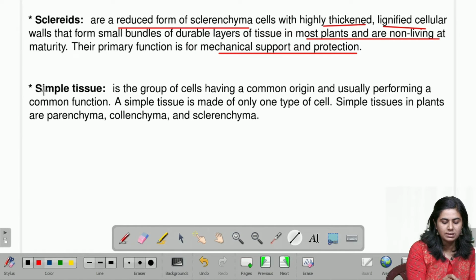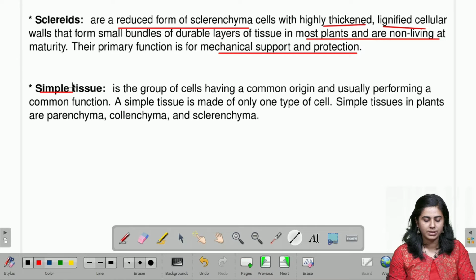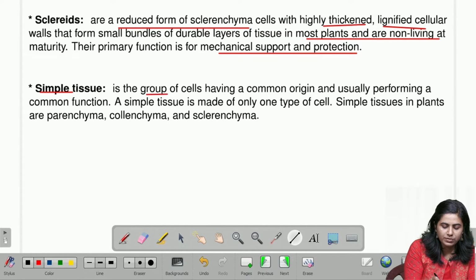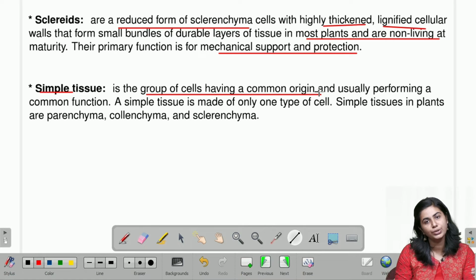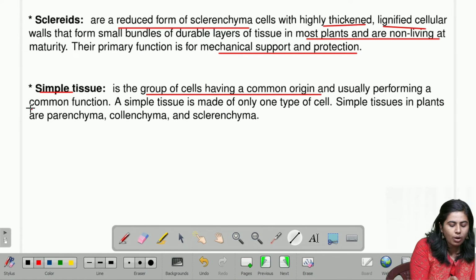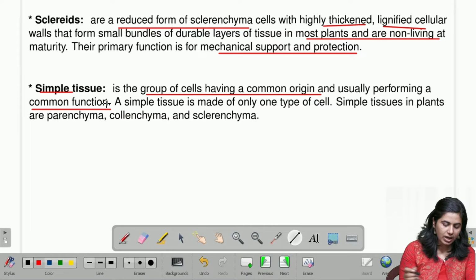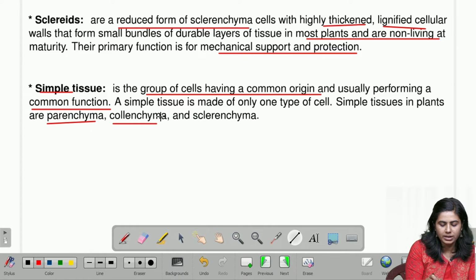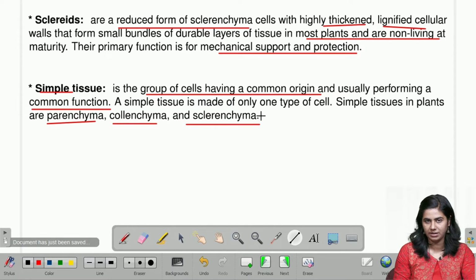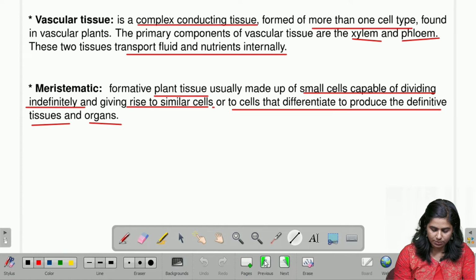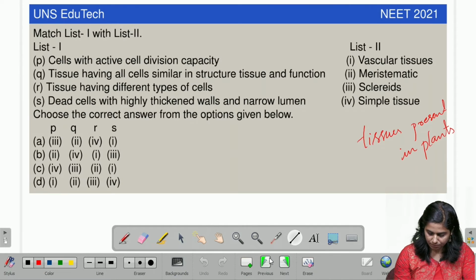And the final option was simple tissue. What do you mean by simple tissue? As the name suggests, they are simple. They are a group of cells having common origin and usually performing a common function. In plants, the simple tissues may be parenchyma, collenchyma or sclerenchyma. Now, we have learned about each of the four options on the right hand side and we know their characters. So, let's go back to the question.